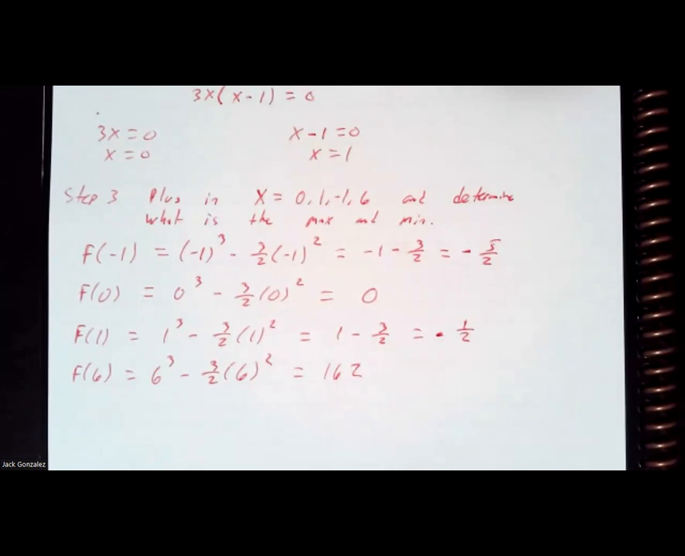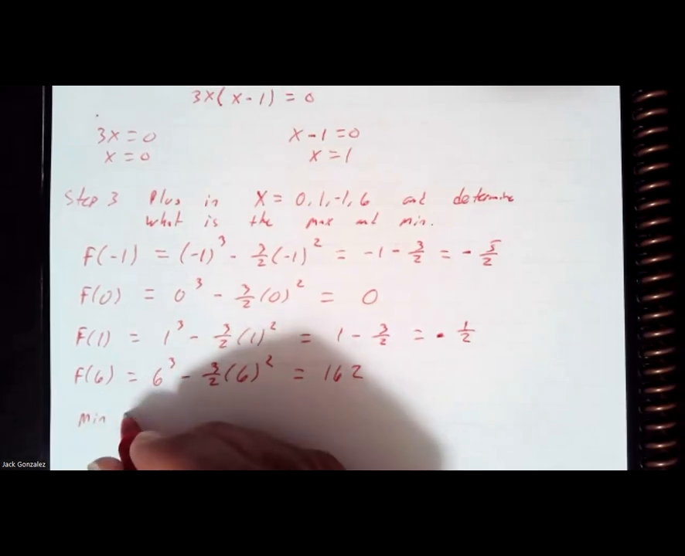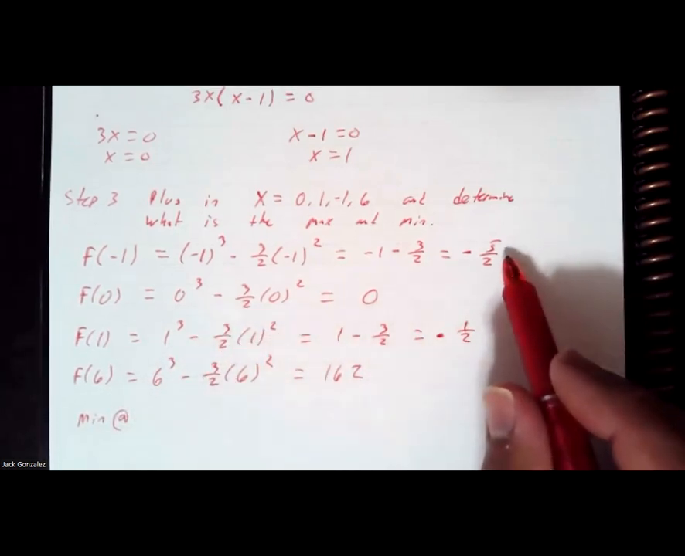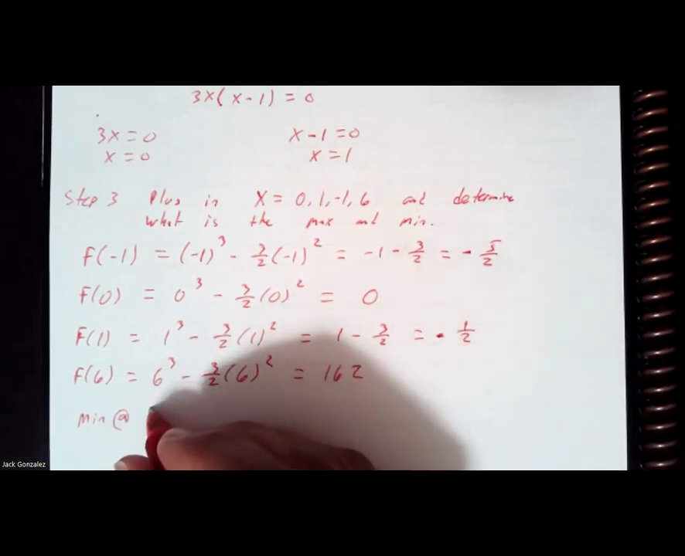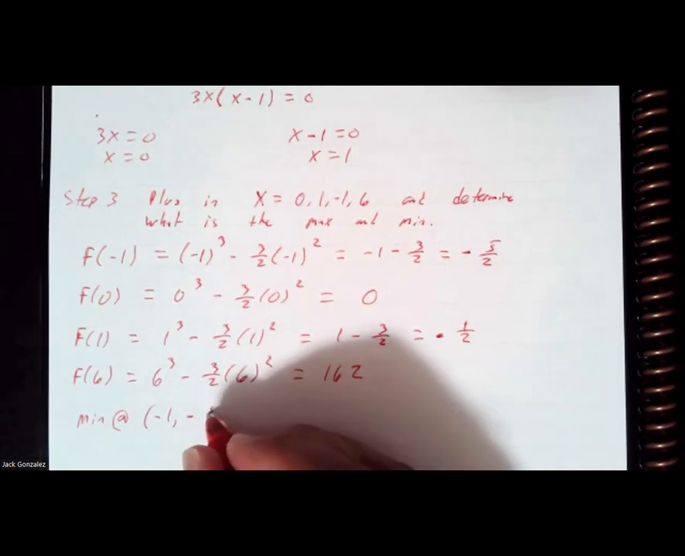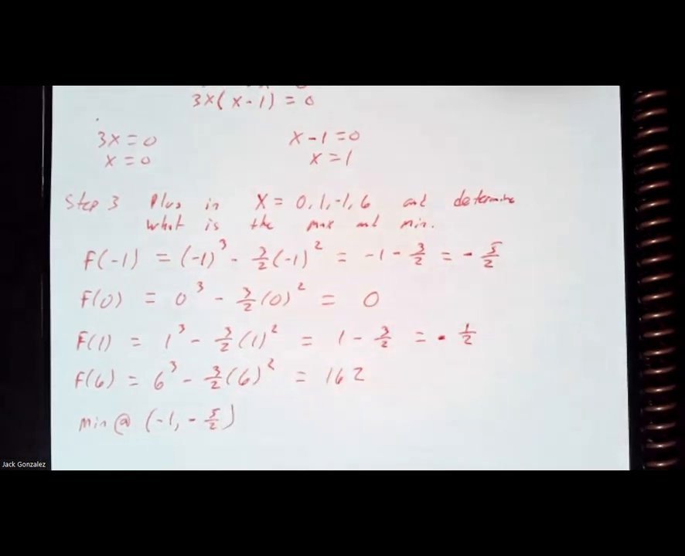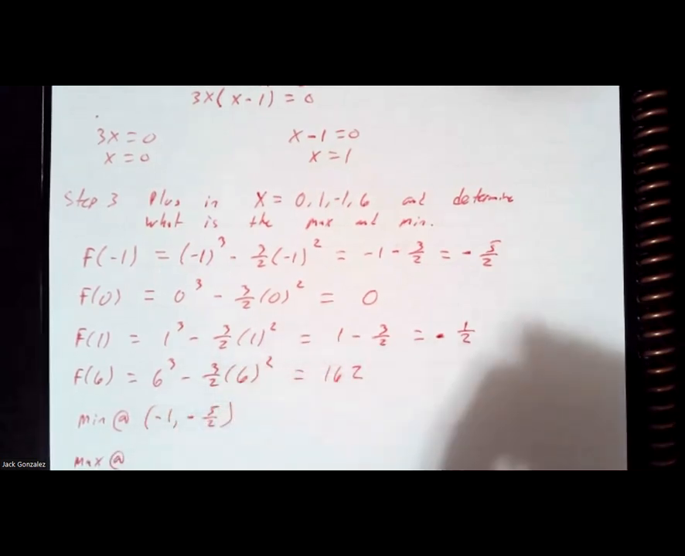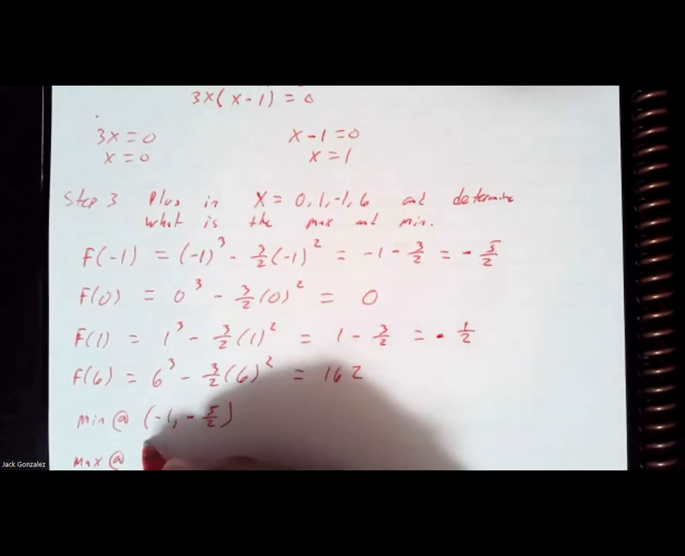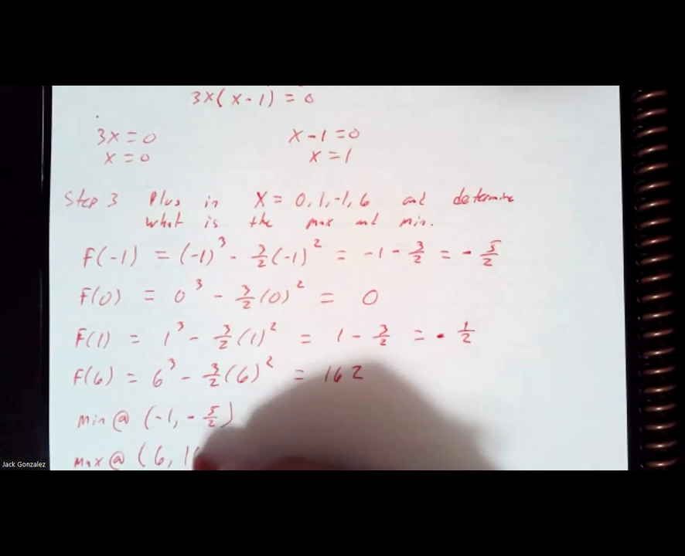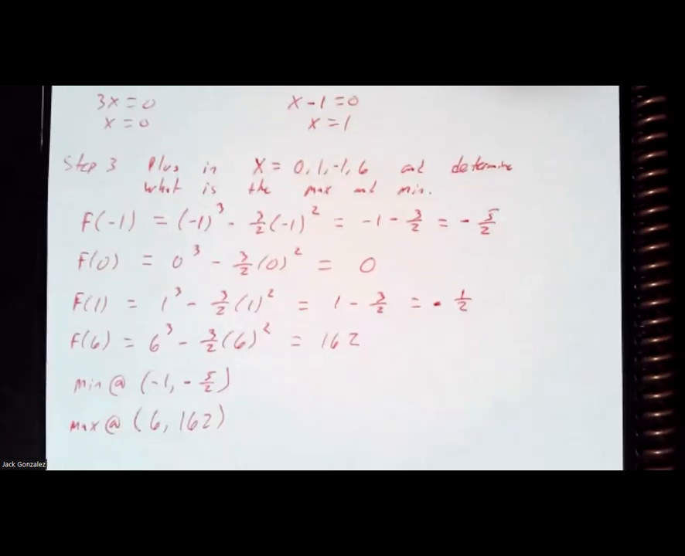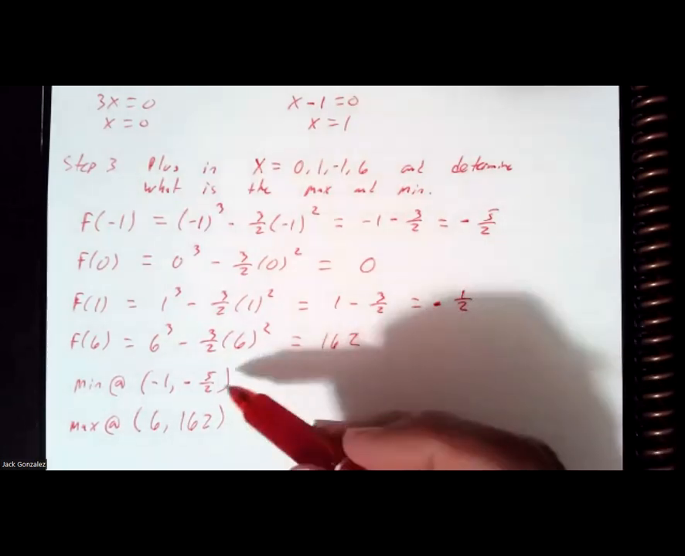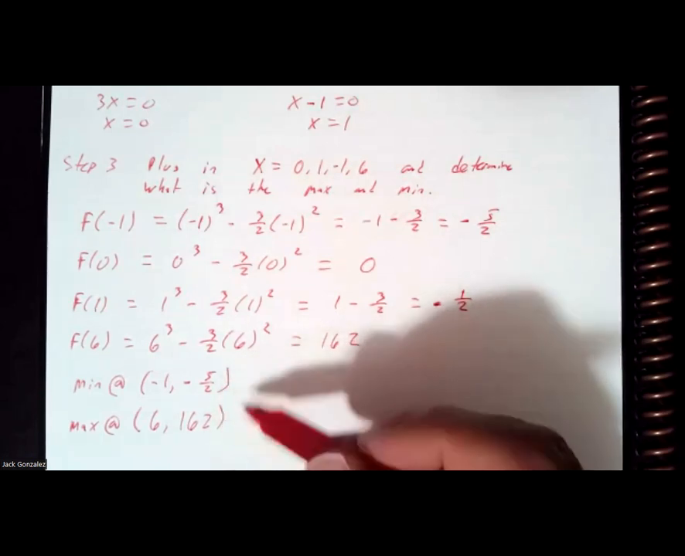Okay, so looking at these numbers, what is the smallest one? What is the minimum? The -5/2. Yeah, this one, right? So the minimum is at -1 comma -5/2. Maximum: 162. So at the point 6 comma 162. So those are the absolute minimum and maximum, which are both extrema.